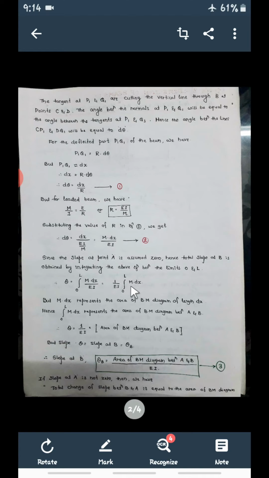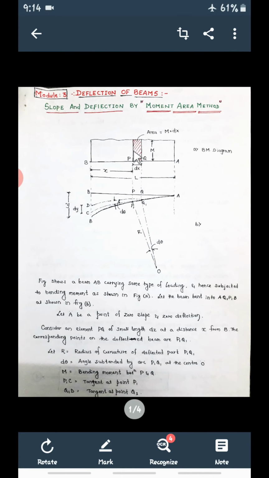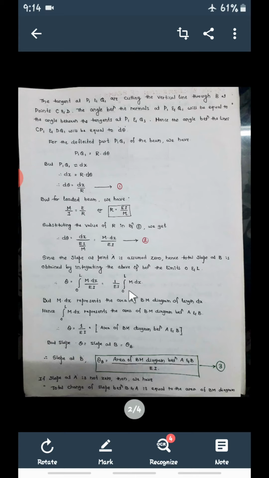So if I take only M into dx, it means the area of bending moment diagram for only this small portion. If I write integration of 0 to L, M into dx, it means the area of this complete bending moment diagram. This is for only dx length. If I take this complete area, then it is the integration 0 to L, M into dx. So what does it represent?